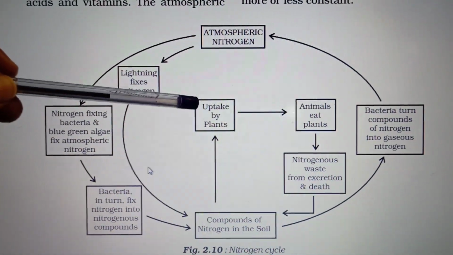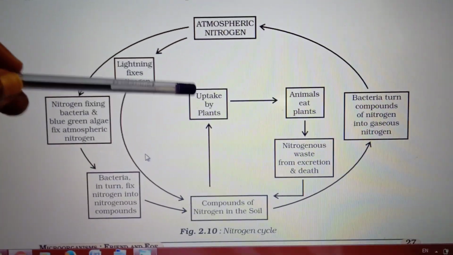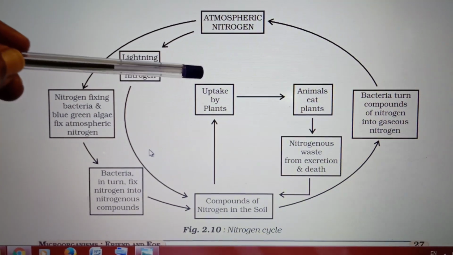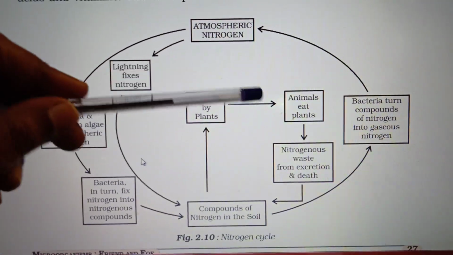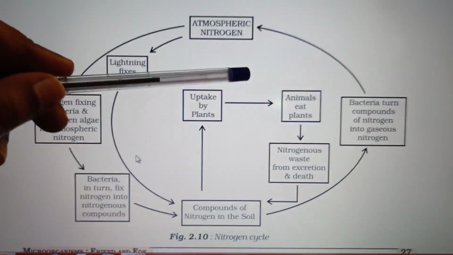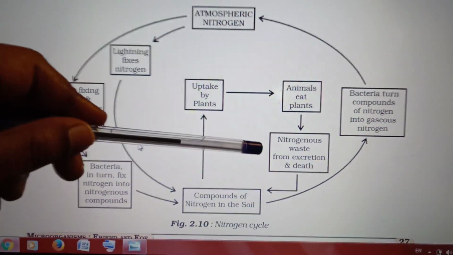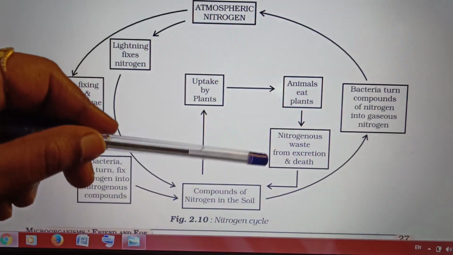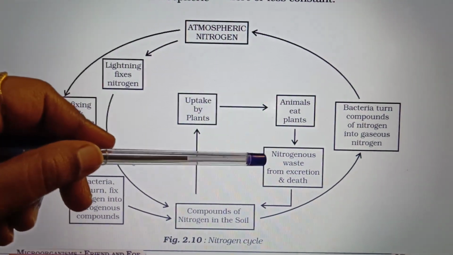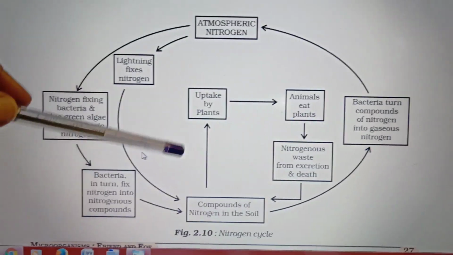Nitrogen is the main component of protein. Plants use it for making plant proteins, which animals again eat. So the animals which eat the plants also get the protein nitrogen. Then what happens? There is nitrogenous waste from excretion and death. When the animals die, some of the bacteria and fungi convert this into nitrogenous waste. It goes back to the soil, where it will again be utilized by the plants for their growth.